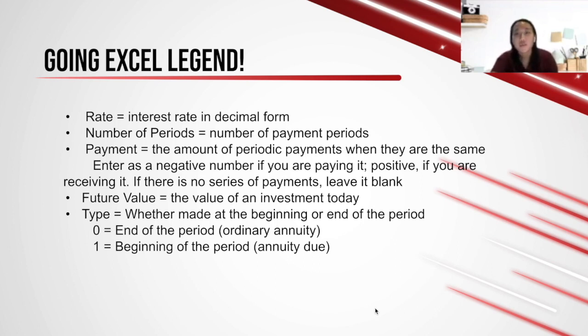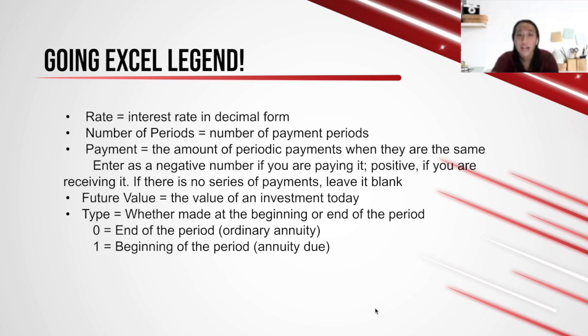Let me discuss the variables we see in the Excel formula. First is the rate, which is the interest rate in decimal form. So this is already the i is equal to j over m. Next is the number of periods, which is the number of payment periods. So in the formula, this is n is equal to tm. Next is the payment, the amount of periodic payments when they are the same. This is the R in the formula. And it is important to note that we have to enter the payment as a negative number if we are going to pay for it. If we are receiving the payment, it is inputted as a positive number.